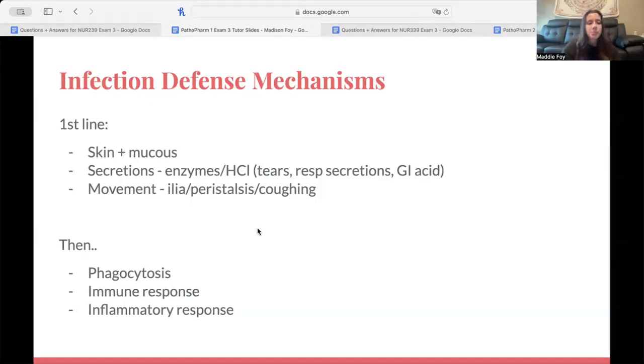So then if something breaches your first line defense mechanism, that is when your second line defense and tertiary defense comes in as well, which is phagocytosis, or the engulfment of pathogens and invaders, and your general immune and inflammatory response, which we learned about last time, and shortly here we'll go into more about the immune response.